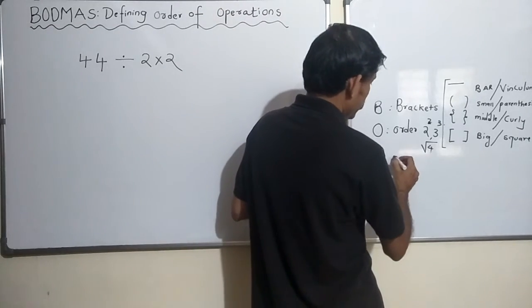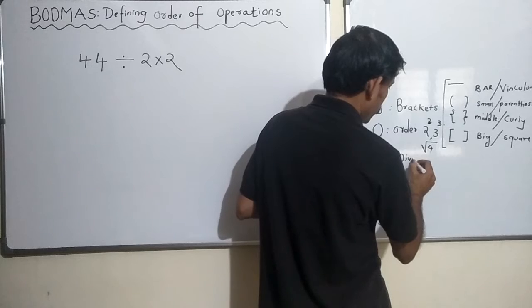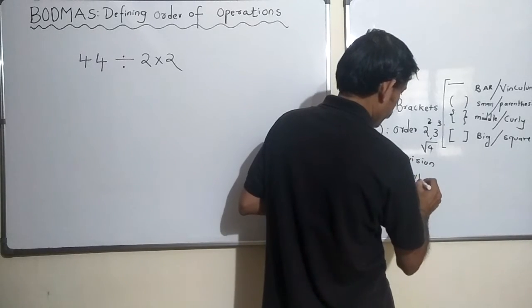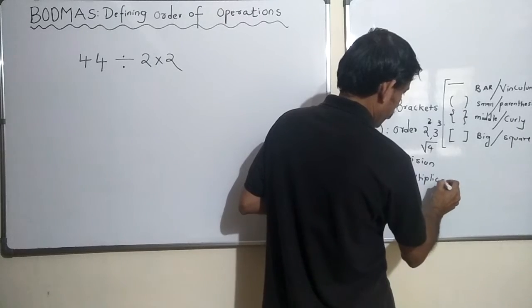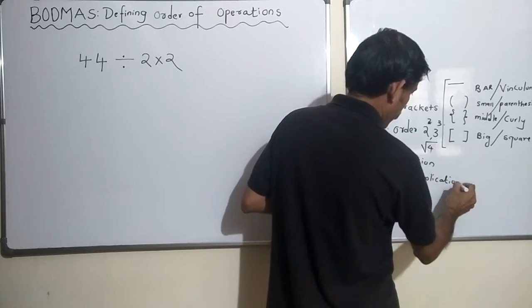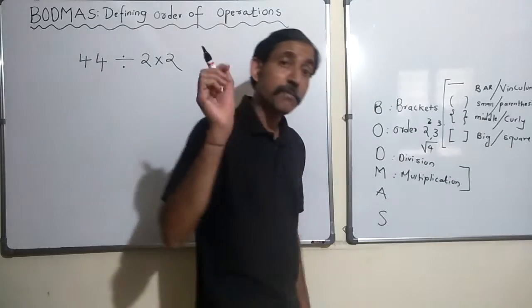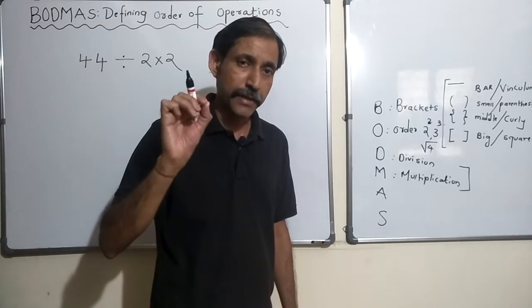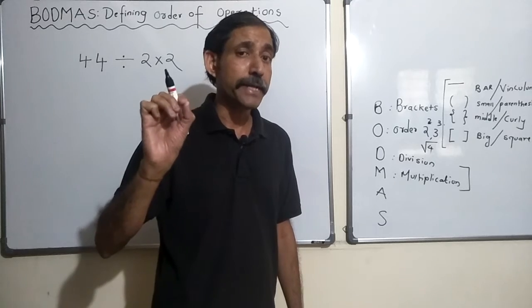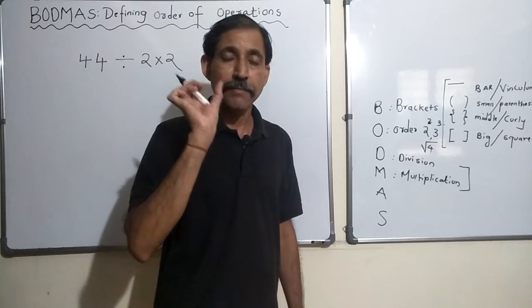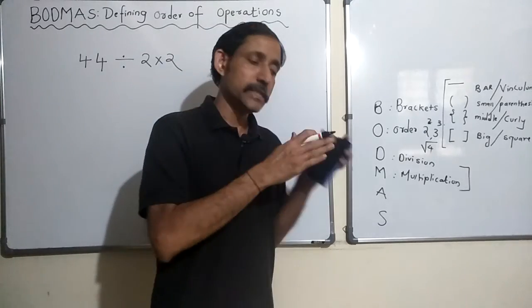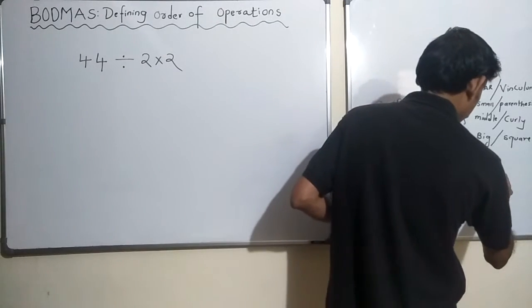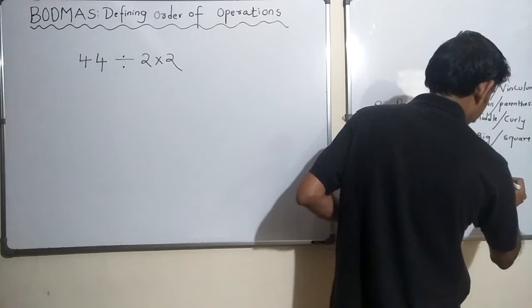Now this is division and this is multiplication. Division and multiplication both have the same priority, and when they occur in a mathematical expression, always proceed from left to right.